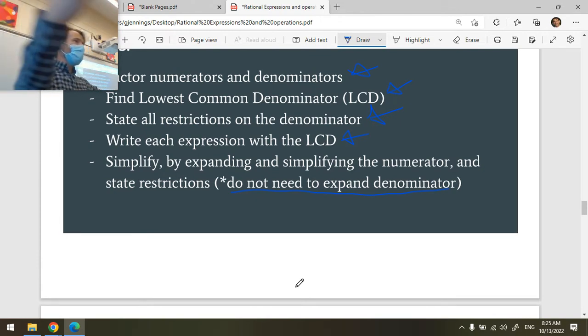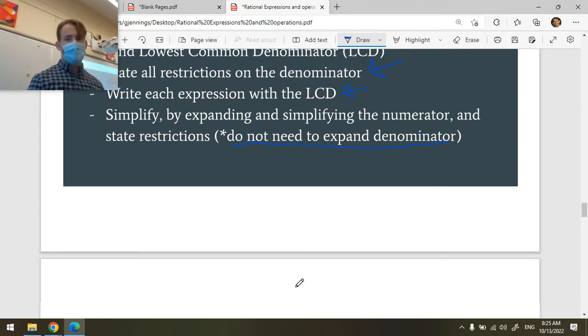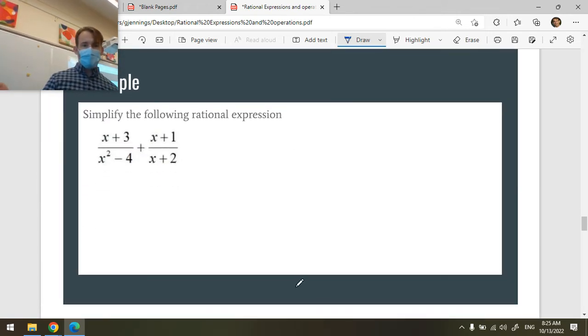And then you can add your ax squareds with your ax squareds, add your bx's with your bx's, and add your c's with your c's. So that's how you would collect it on top. You do need to expand those. So let's try this one. Okay, so first step, factor.